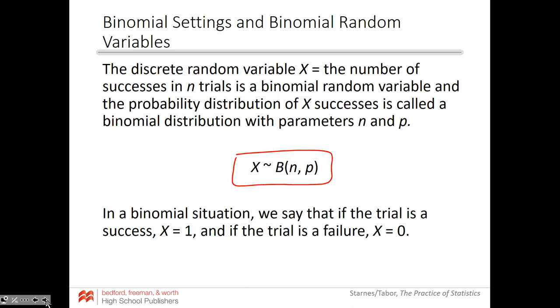And a lot of times, to make these numerical outcomes, like in that multiple choice quiz where you either got the question right or wrong, we can label a success as a 1 and a failure as a 0. So if you got the question correct, you would count that as one question correct. If you got the question wrong, that would be no questions correct, if that makes sense.